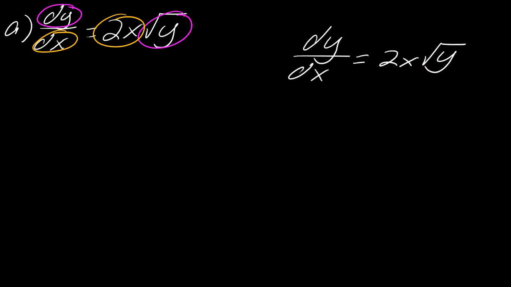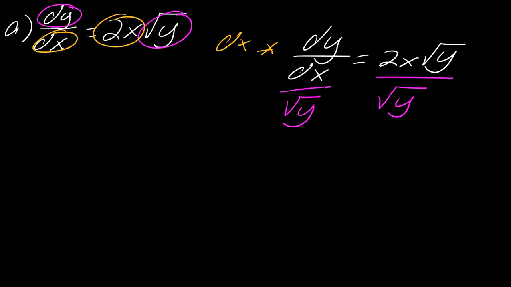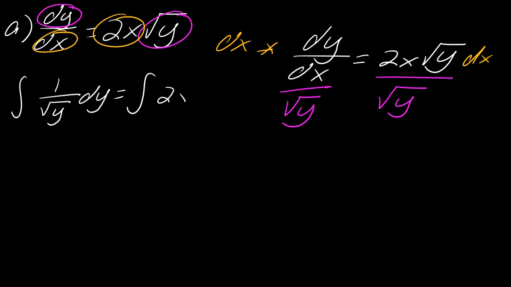So what you're going to do is divide this side by the square root of y, and then multiply both sides by dx. Here's the work that's going on. When you do that, here's what you're left with. On this side, I've got 1 over the square root of y dy, and on this side, I get 2x dx. And so you are now going to integrate each one of these sides.